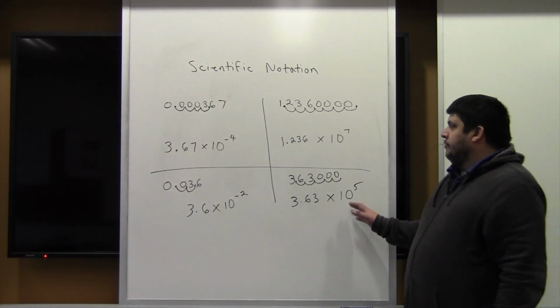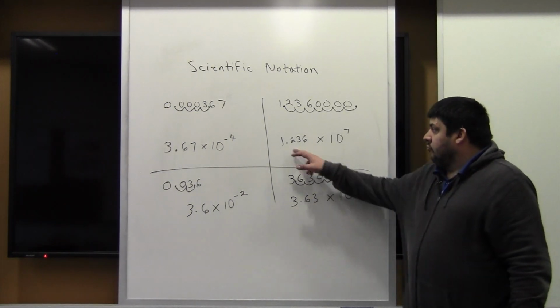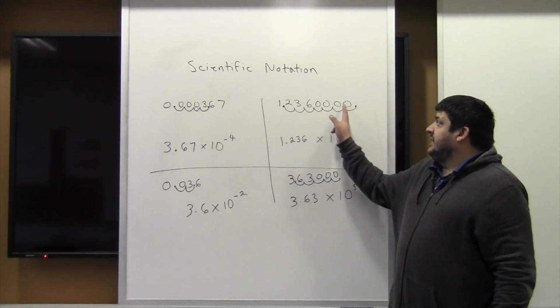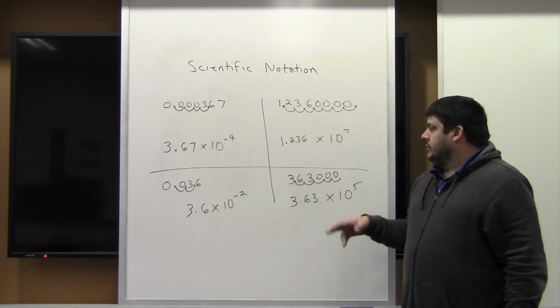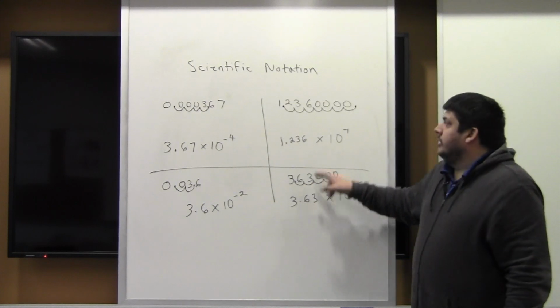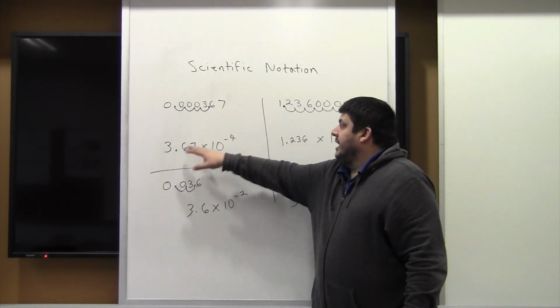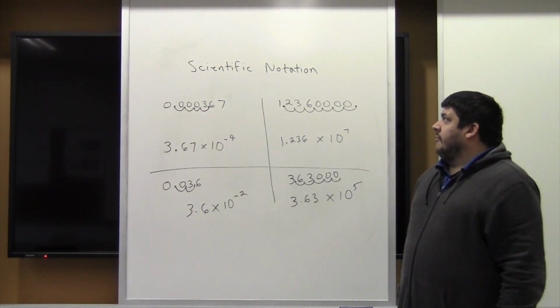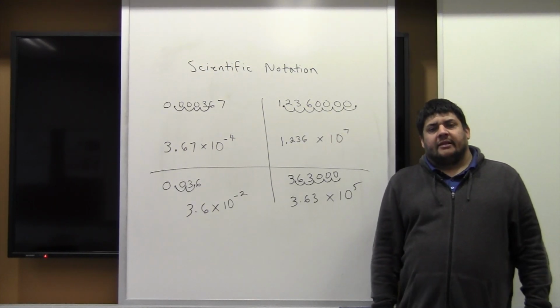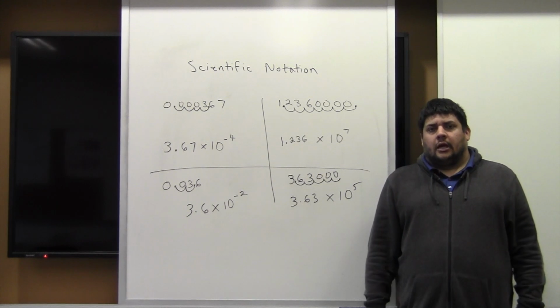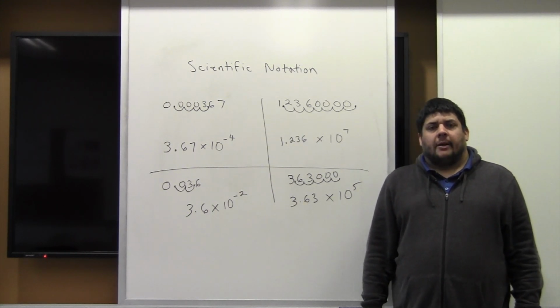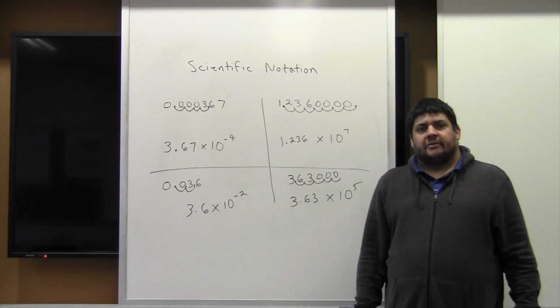Okay? Just remember, the numbers that you write here are everything that you see here except the zeros. So that's what we have written here, here, here, and here. So that covers scientific notation, and that's the end of this section. In the next section, we'll talk about a little more complicated problems involving division.